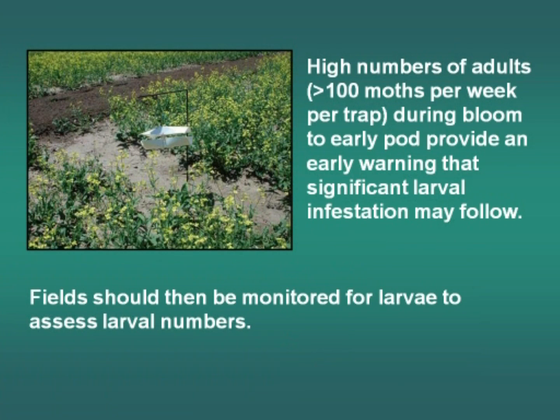Then high numbers of adults in the trap, as many as 100 per week per trap during bloom to early pod, will certainly give an indication that larval numbers are likely to be significant and likely to be very high in those fields. And monitoring of adults then ought to lead to monitoring of larvae, especially if adults are being picked up in the traps.